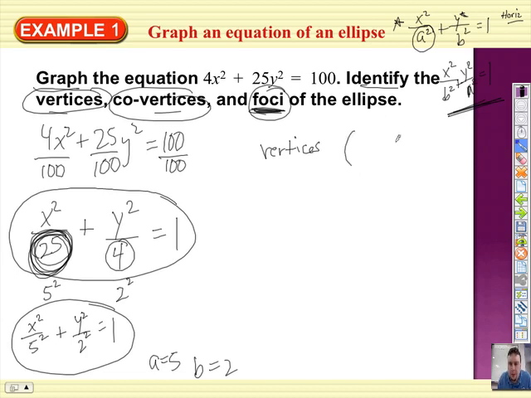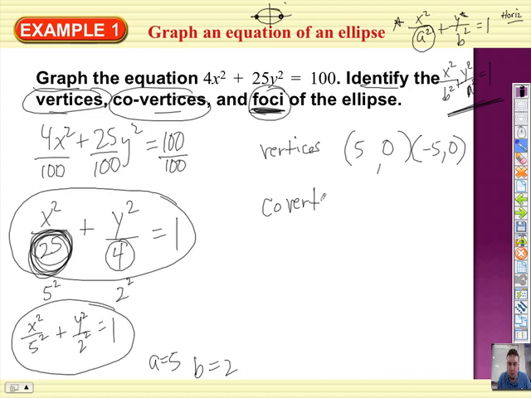So vertices. Now the question is, is it A comma 0 or 0 comma A? Since it's horizontal, I draw myself a picture here. My vertices are here and here, which mean A comma 0, negative A comma 0. So 5 comma 0 and negative 5 comma 0. I got that from my picture, just helping me out. I didn't memorize.